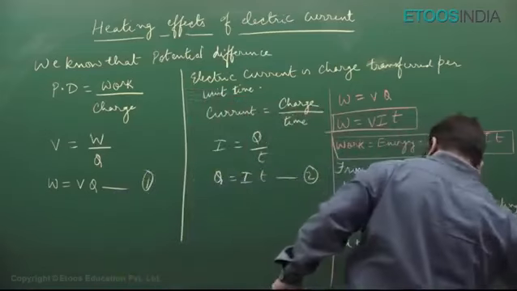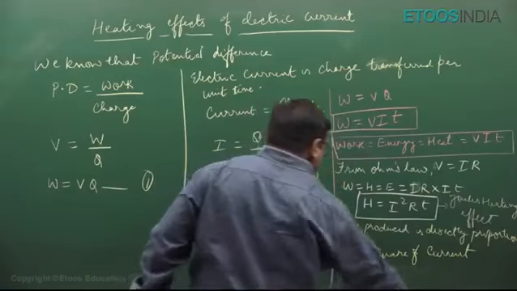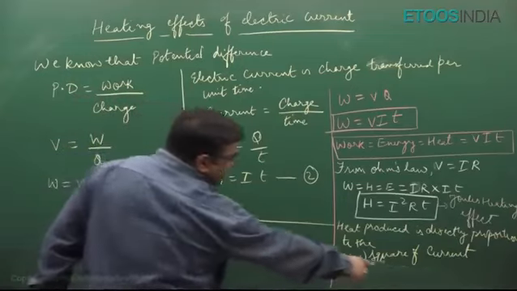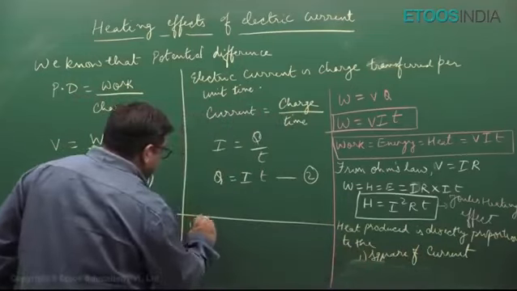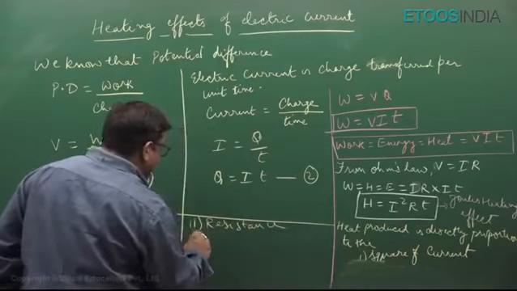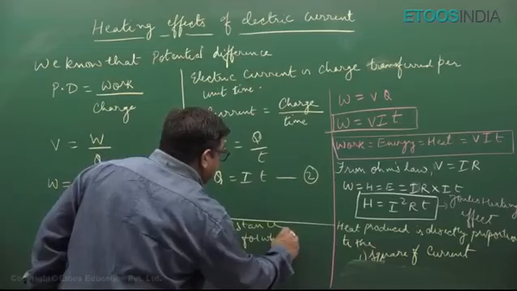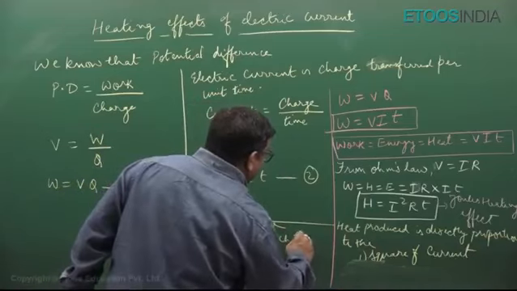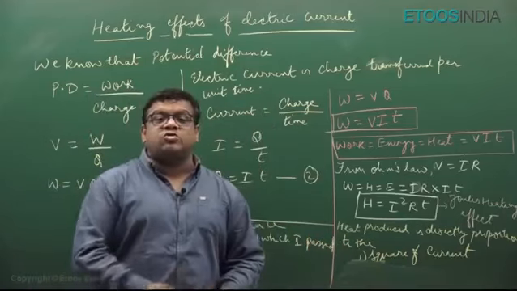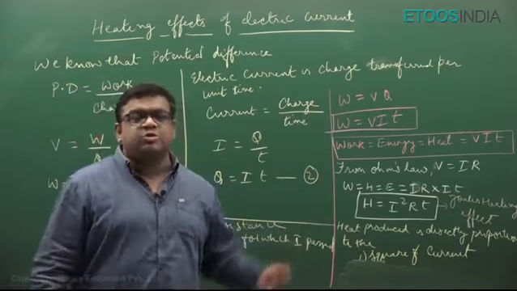If not, I'll write it here. Wait. See, it is directly proportional to the square of the current, resistance and time for which current passed. Is it clear? This is the most common question asked in board exams of class 10. Please note it down till here.